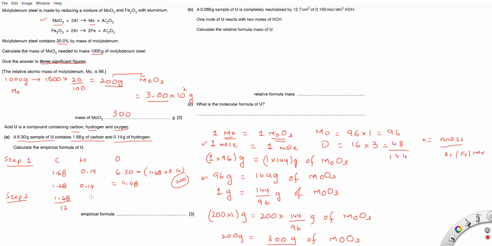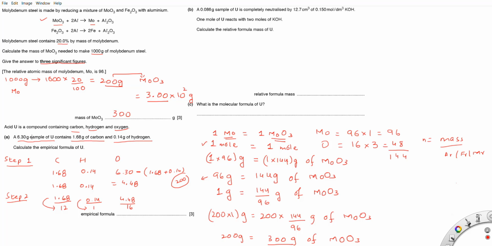So 0.14 divided by 1, and 4.48 divided by 16. Carbon has the atomic mass of 12, hydrogen has the atomic mass of 1, oxygen has the atomic mass of 16. This is step 2. Whatever masses you have, you divide them by the relative atomic masses of the elements. So 1.68 grams was the mass of carbon given, and I divided 1.68 by 12. 0.14 grams was the mass of hydrogen given in the question, and I divided it by 1. 4.48 was calculated knowing that my compound is a sample of 6.30 grams.